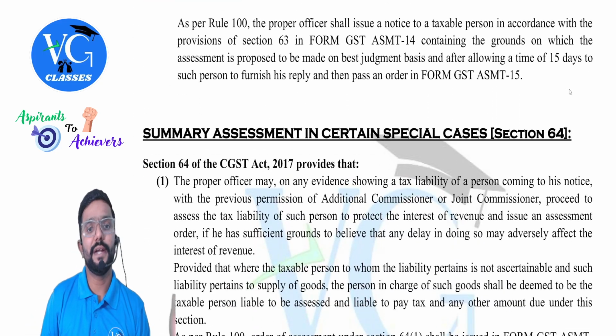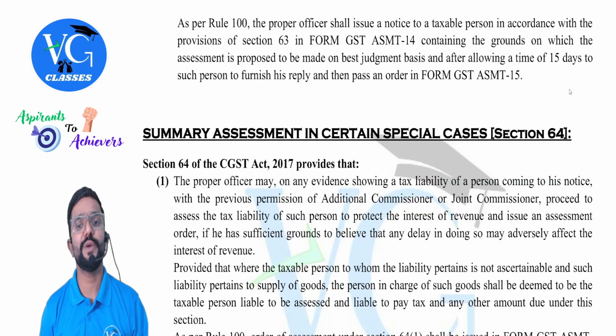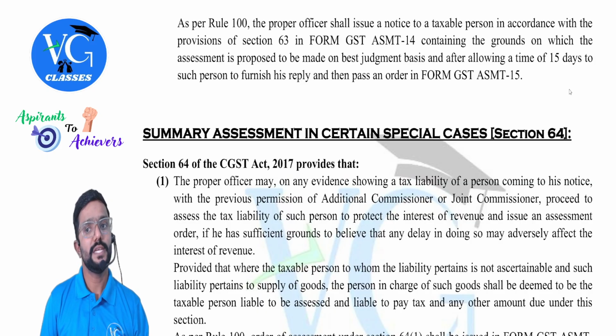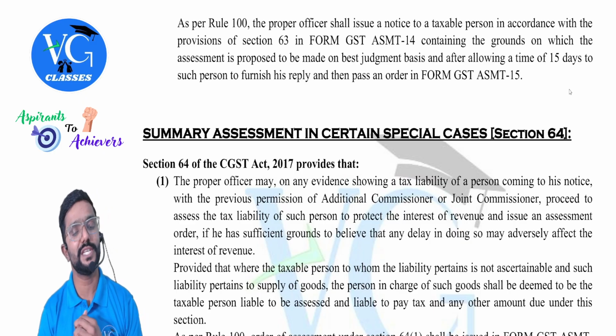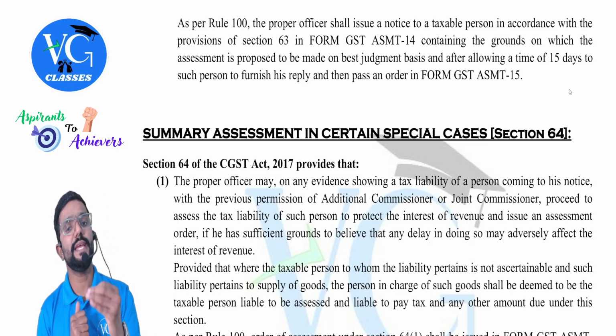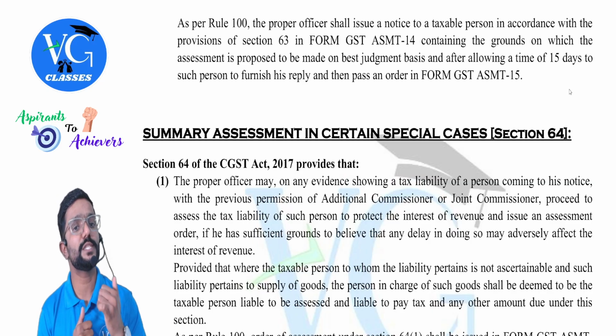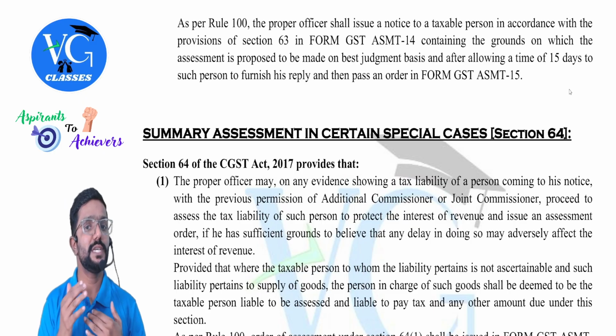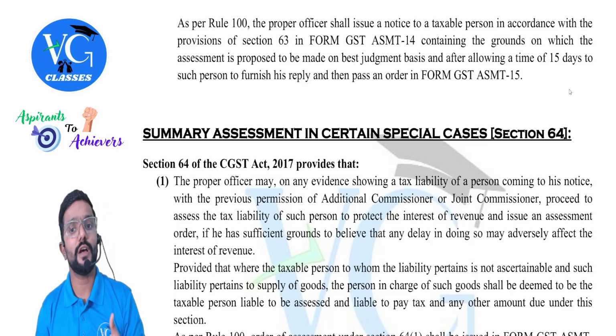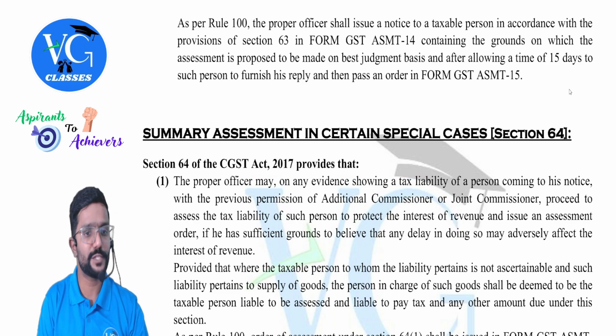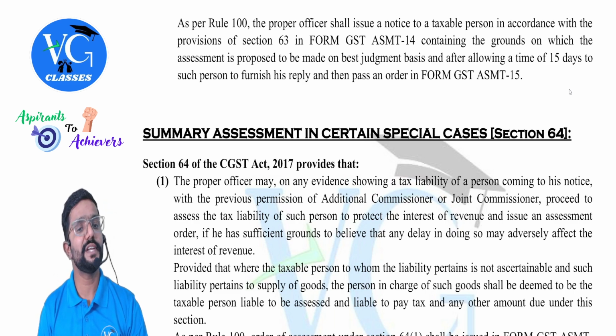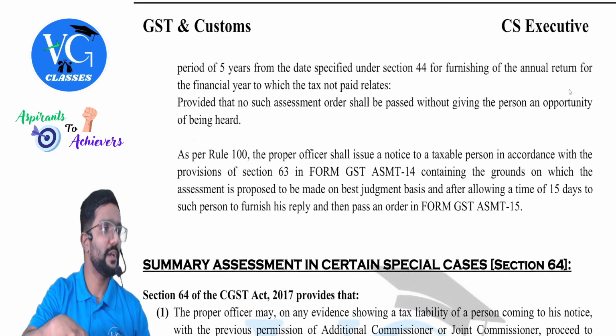As per Rule 100, the proper officer shall issue a notice to a taxable person in accordance with the provisions of section 63 in form GST ASMT 14 containing the grounds on which the assessment is proposed to be made on best judgment assessment, and after allowing a time of 15 days to such person to furnish his reply, and then pass an order in form GST ASMT 15, the final order.